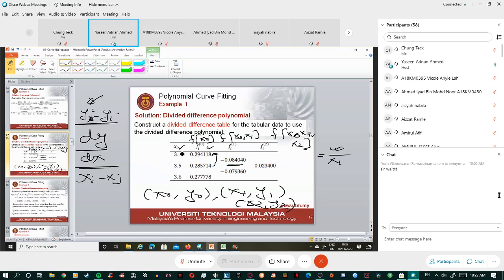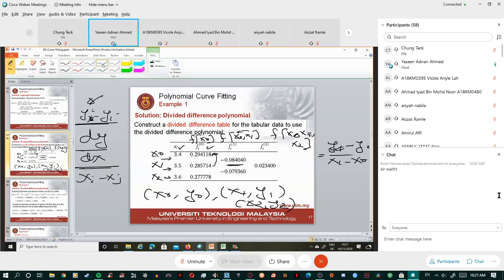So 1 means here, right? This one is x naught, this one x1, this one x2. I mean the value. So that should be x1. Your first value will be x1 minus x0. It means this minus this. Remember, this minus this. So your first element will be, in this case, y1 minus y0 divided by x1 minus x0. If you do that, you will get this. It means this minus this divided by 3.5 minus 3.4. You will get these values.